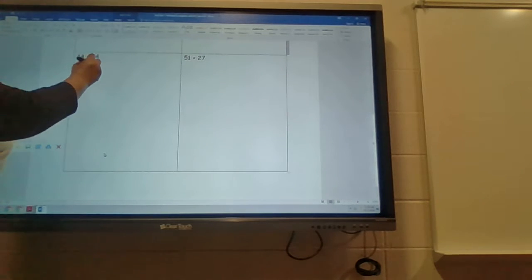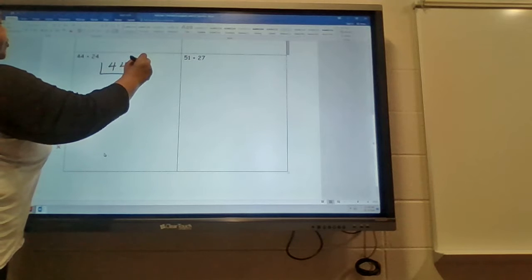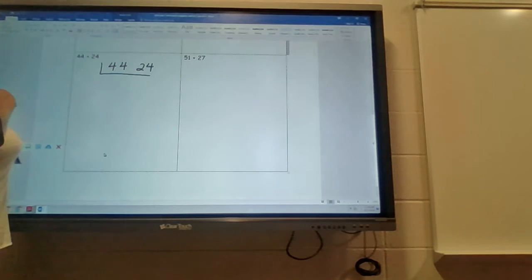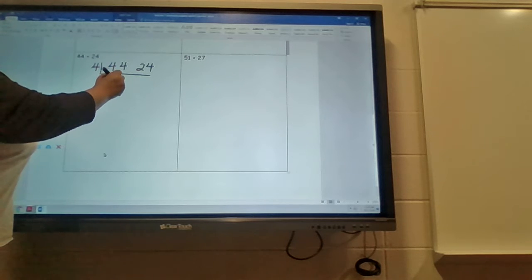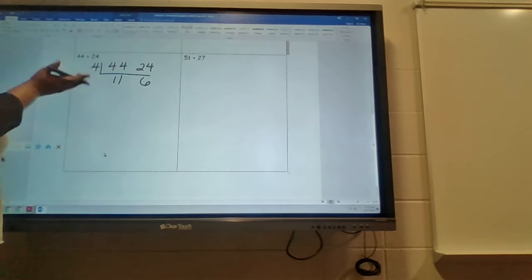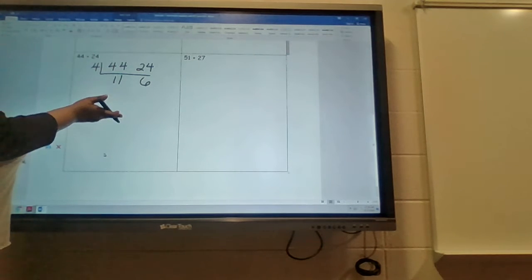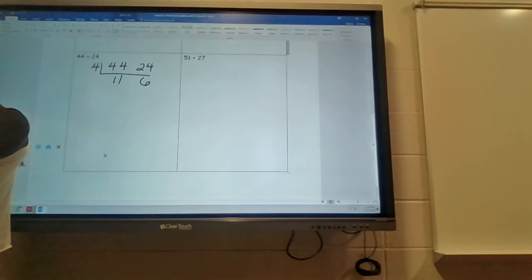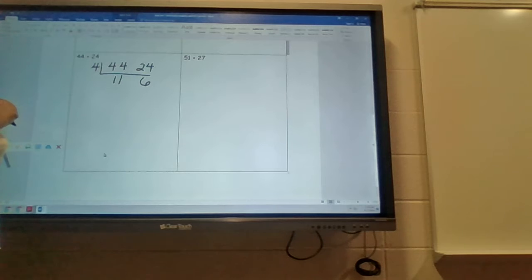So we have 44 plus 24. Again, we want to find the GCF of 44 and 24. They are both even. They're both divisible by 4. 4 goes into 44 11 times. 4 goes into 24 6 times. You could have started with 2, but you would have had another layer to your cake. 4 times 11 is 44. 4 times 6 is 24.